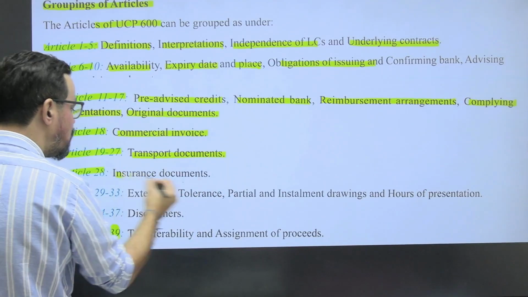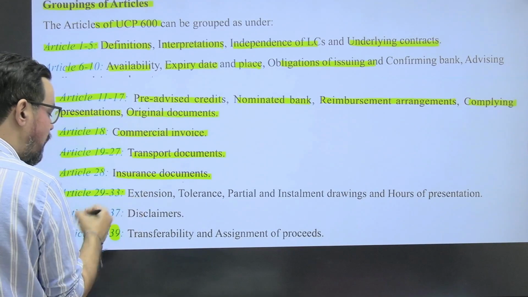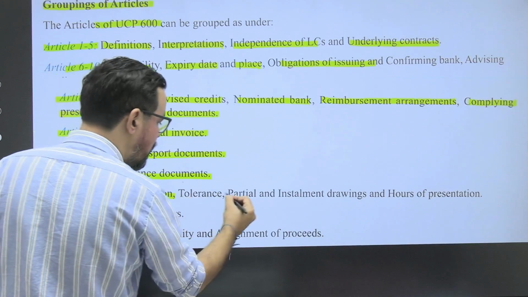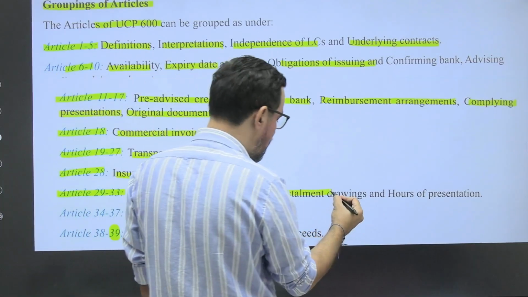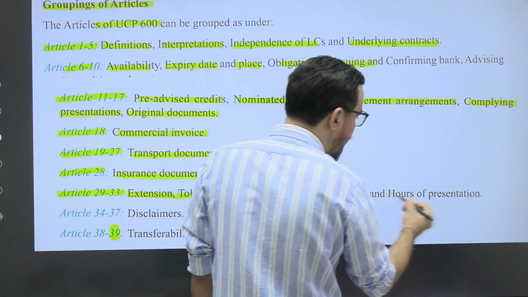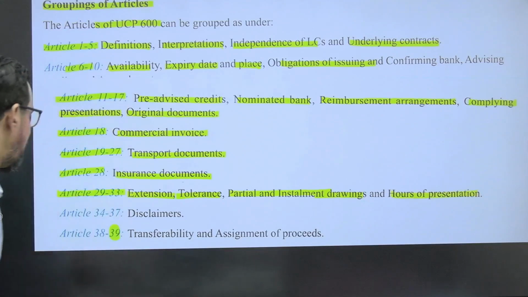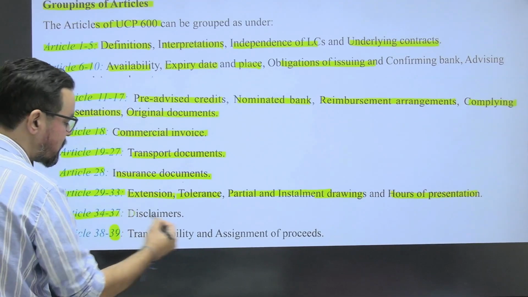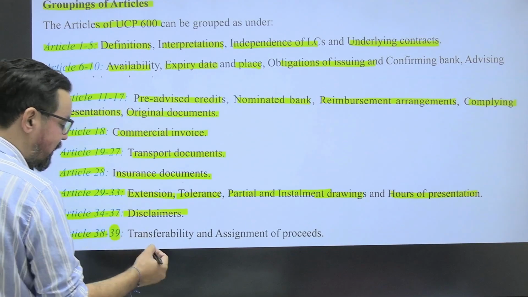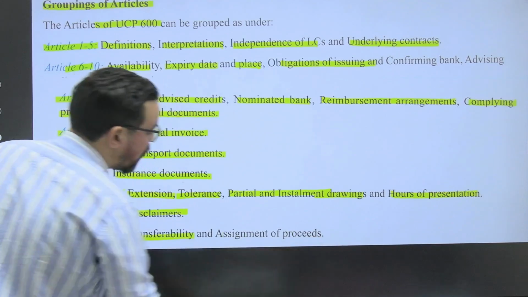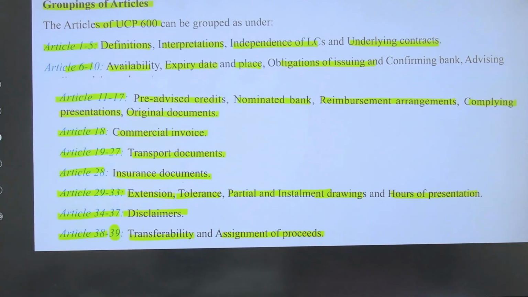Article 28, insurance documents. 29 to 33, extension, tolerance, partial and installment drawing, hours of presentation. 34 to 37, disclaimers. Article 38, 39, transferability and assignment of proceeds. Okay. सो द ओवरऑल रूल्स रेगुलेशंस, ठीक है.